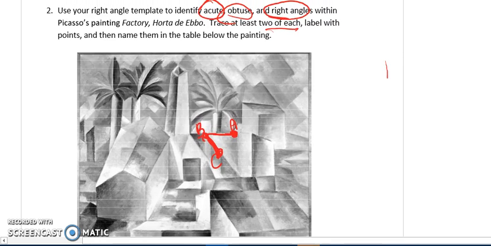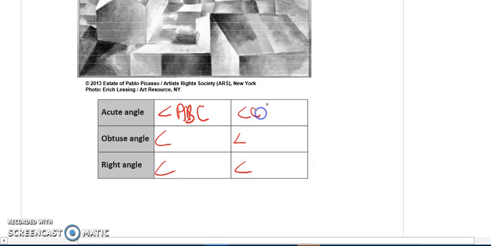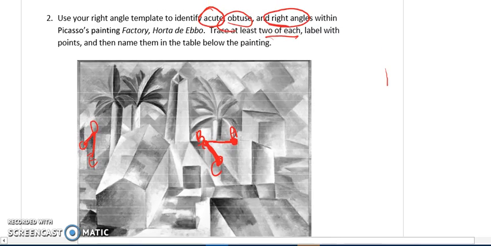Alright, something else smaller than 90. How about this little guy over here, from here to here? We'll call this angle C, D, E. Alright, angle C, D, E. Now we're looking for something obtuse, so greater than 90. So let me switch colors here. We'll go to blue.